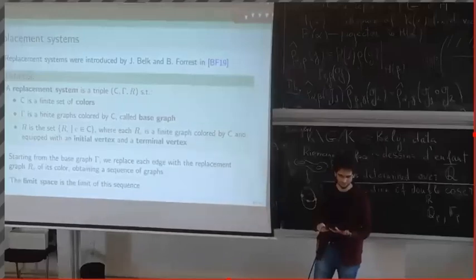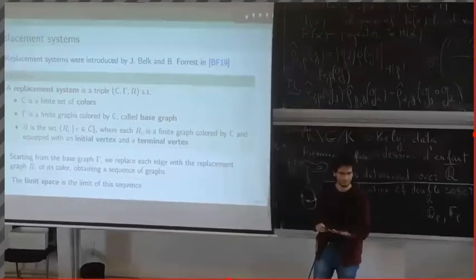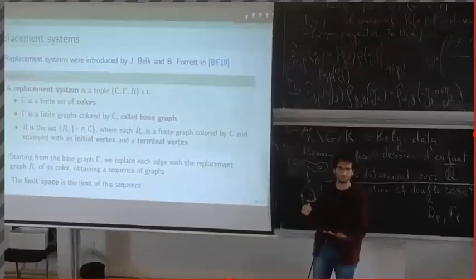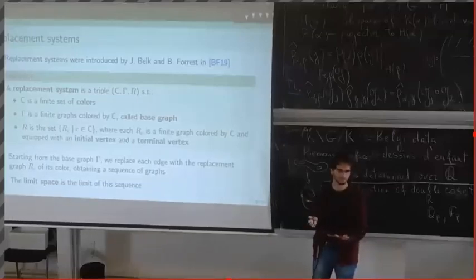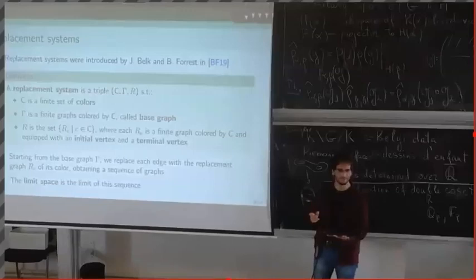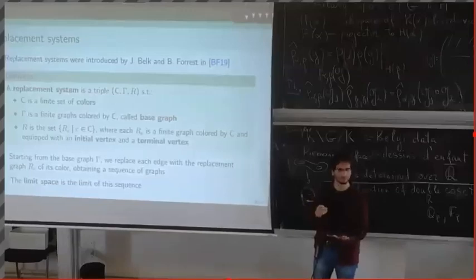These are fairly recent. Belk and Forrest define these groups as a generalization of both Thompson groups and the Basilica Thompson group, which I'm going to define here as a rearrangement group, but this was actually defined in a slightly different way earlier, like in 2015, if I'm not mistaken. And the idea here is that our replacement system is a triple of three sets, essentially. Two sets and one graph.